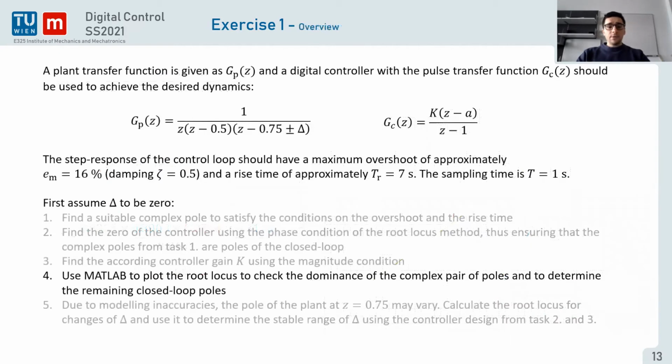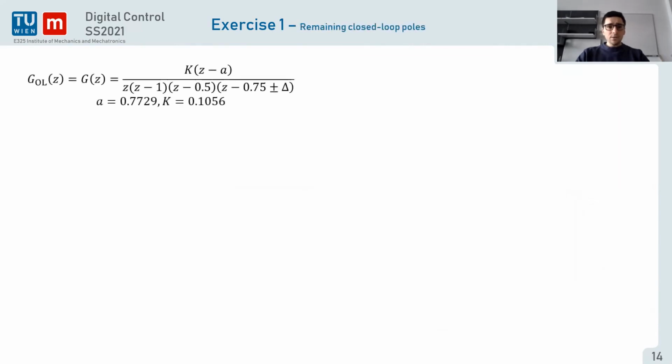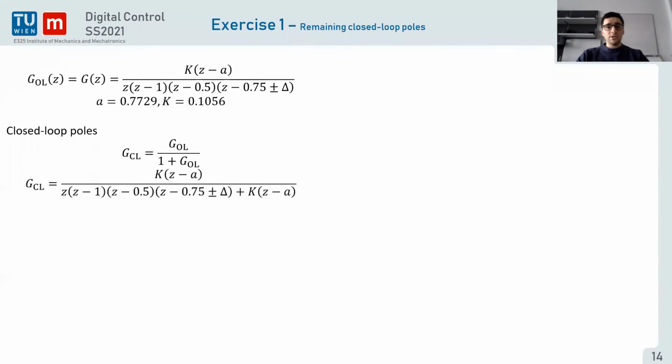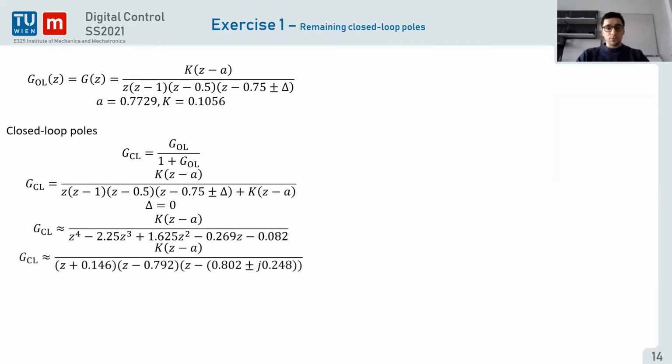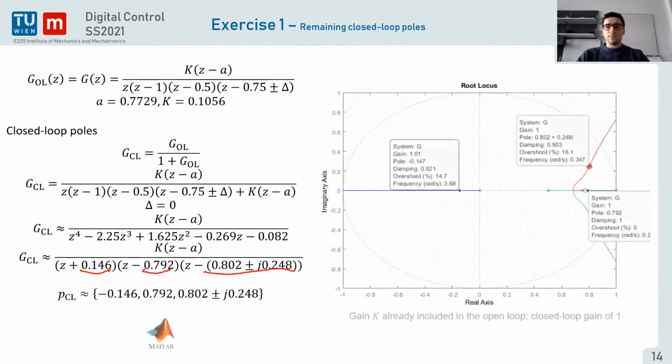Now using Matlab, plot the root locus to check the dominance of the complex pair of poles and determine the remaining closed loop poles. To do that, we just plug everything into the equation, then we find the closed loop like this. We set delta equal to 0, we just factorize everything, and we have our first pole, second pole, and third pole, okay?